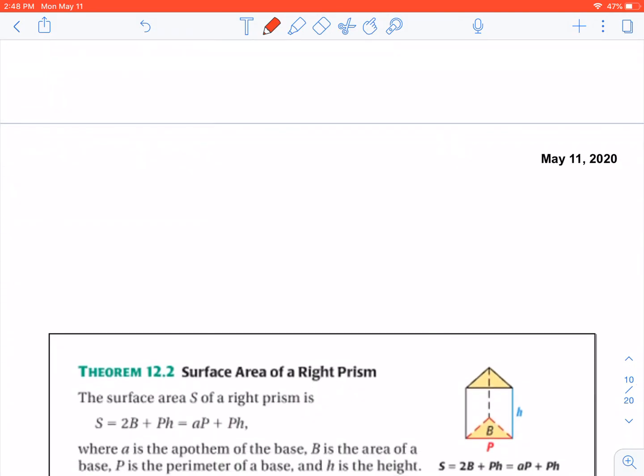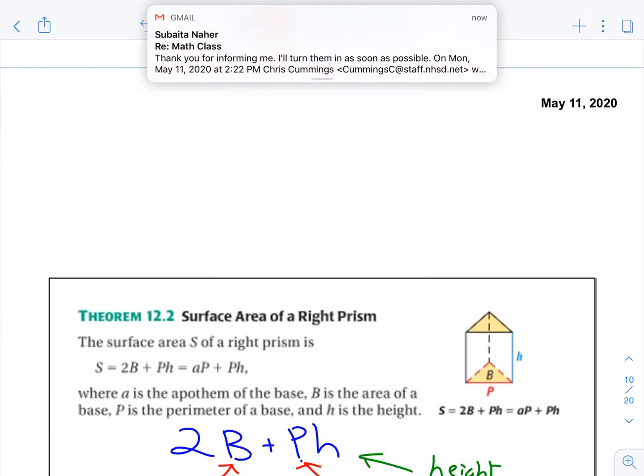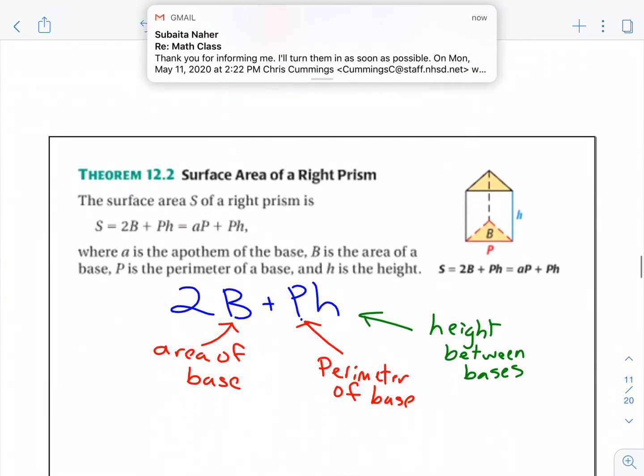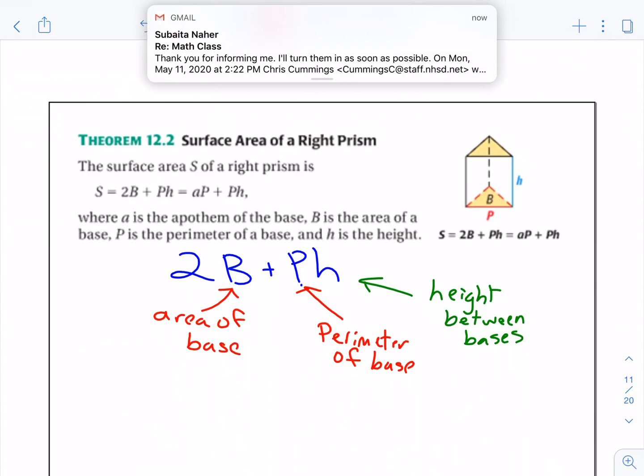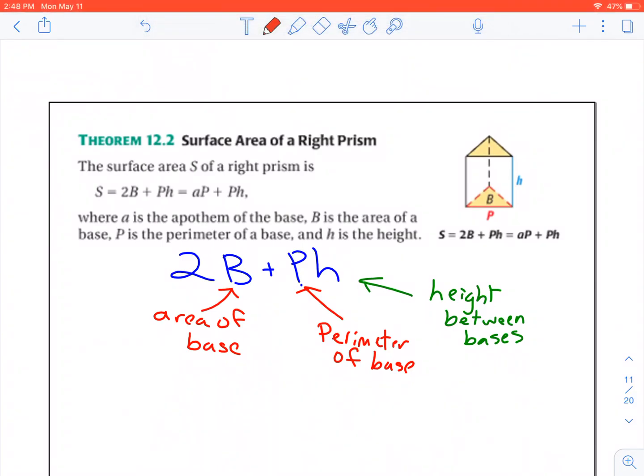For the surface area of a right prism, you'll see in your packet or your notes, if you want to write it down, there are a couple of different formulas that you can worry about. The one I want you to be concerned with is the first one, because it'll work for all shapes. To find our surface area, we are going to do 2 times B, where capital B is the area of your base, plus the perimeter of your base, times what they call the height between your bases.